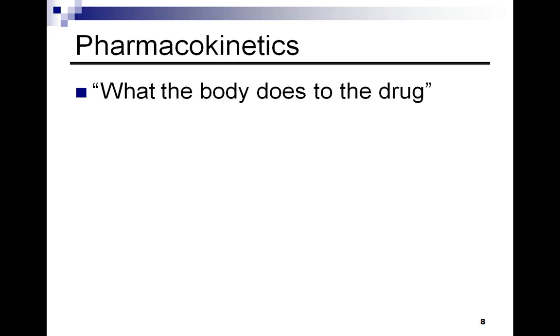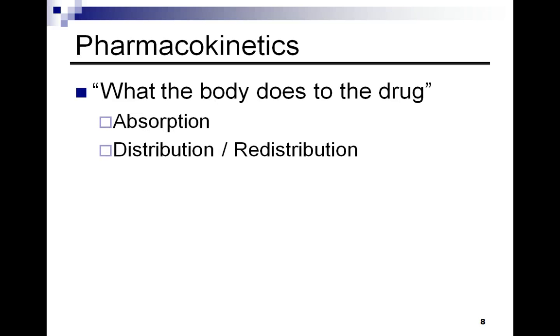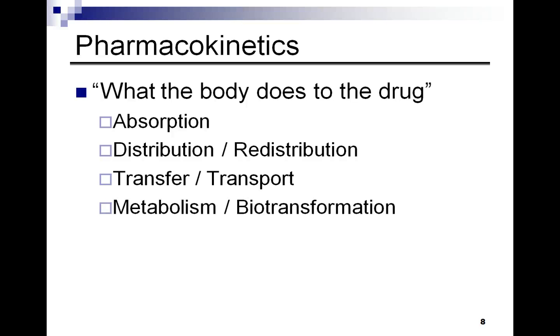Pharmacology is classically broken down into pharmacokinetics and pharmacodynamics. Pharmacokinetics can be defined as what the body does to the drug. And it's usually divided into a number of subcategories. First, absorption, how the drug gets into the body. Distribution and redistribution, how the drug moves throughout the body into different compartments. Transfer and transport, where the drug moves across membranes and into the specific receptor sites and target organs. Metabolism and biotransformation, where the drug is converted into other substances in preparation for elimination, removal from the body.